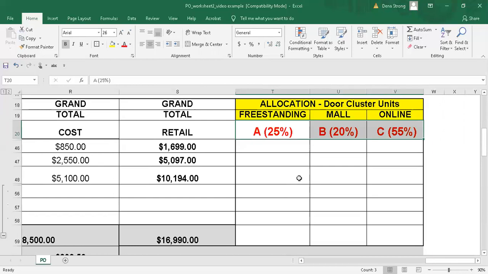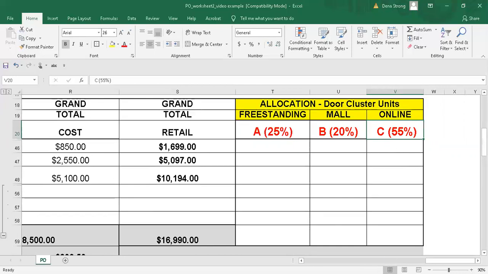So we're going to allocate 25% of our units to door A, which is that store type. All right, so from sales reports, we see that only 20% of our customers are shopping in the mall. The B door is our mall stores. And then with everything going on now, we see that 55% of our customers are now shopping online. So we want to ship 55% of our hoodies. We want to make sure those are available for our online customers.